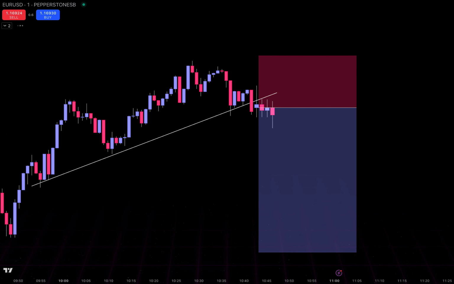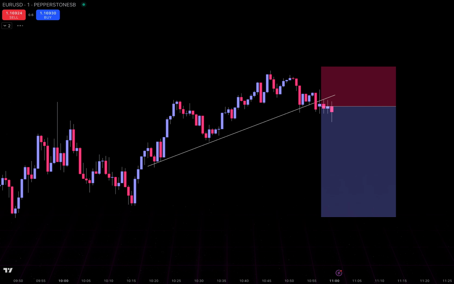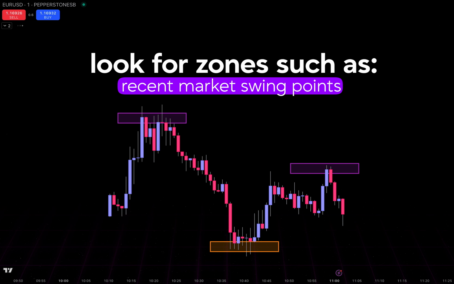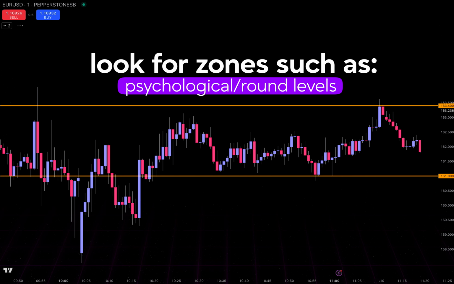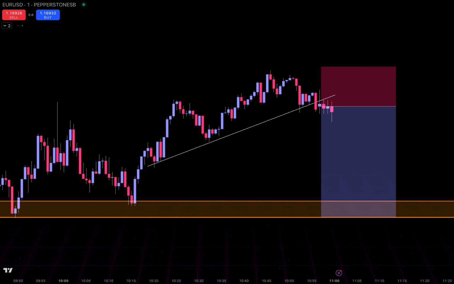Now, when it comes to setting up your take profit targets, you also have to be very logical and realistic. It means clearly identifying maybe significant support or resistance zones, recent swing points, or even major psychological price levels, because we know that price naturally gravitates towards these important areas. So in our EURUSD trading example, we can clearly spot the next significant support level, making it a logical and realistic target.